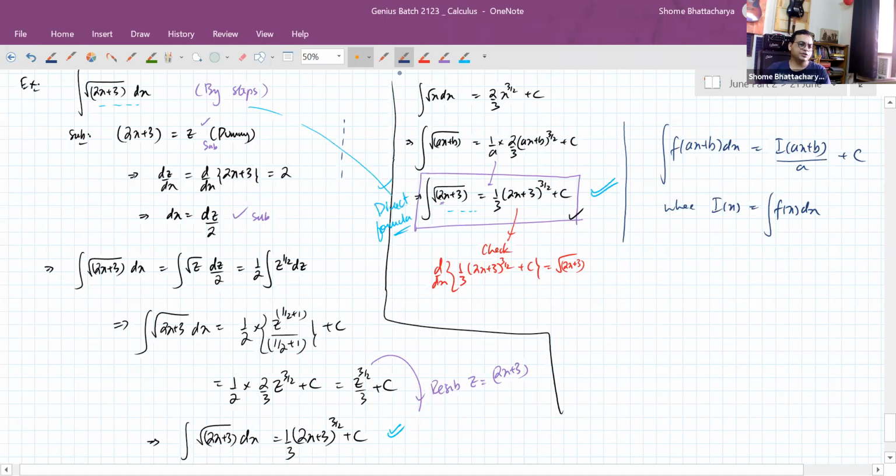So for this first type of substitution, substitution of a linear term, we don't need to do the steps at the exam level. Once we are comfortable with the idea of it, we can directly use the formula.